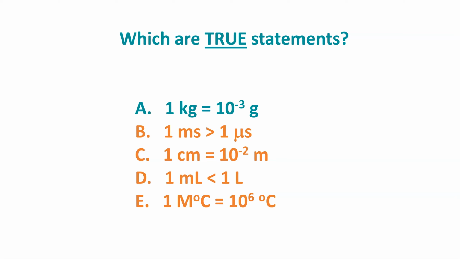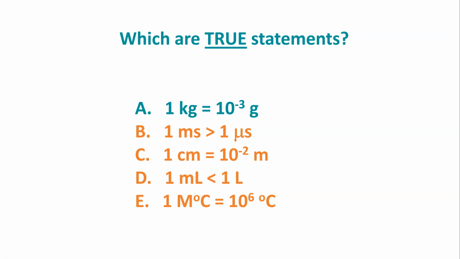All right, lots of them were true. Actually, all of them except for the first statement are true. So that first statement looks close to what we think about for a kilogram, but a kilogram is 10 to the positive 3 grams. And then all of the other statements are true. A millisecond is a bigger unit than a microsecond. Milli means 10 to the minus 3, and micro means 10 to the minus 6.